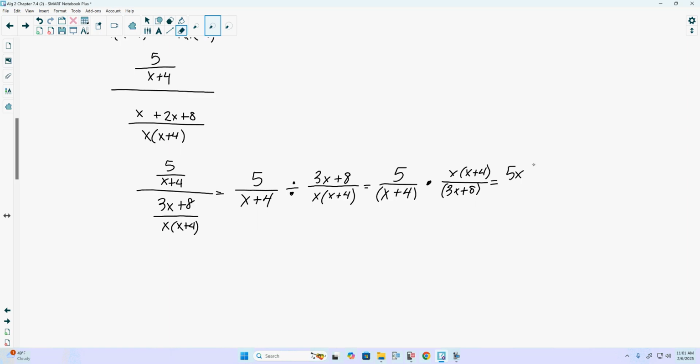On top, we'd have 5x times x plus 4 over x plus 4 times 3x plus 8. Well, we have an x plus 4 in common on top and bottom, which leaves us with 5x over 3x plus 8.